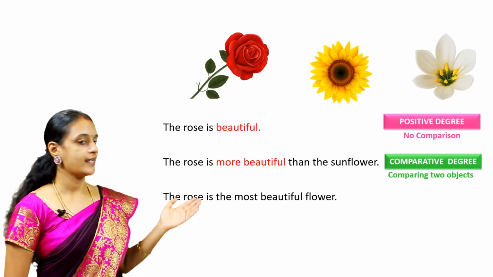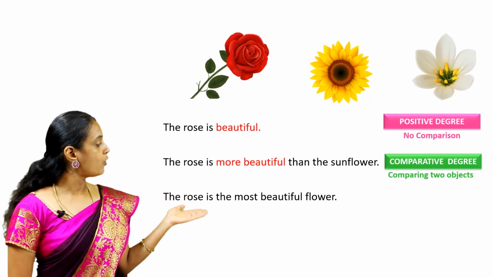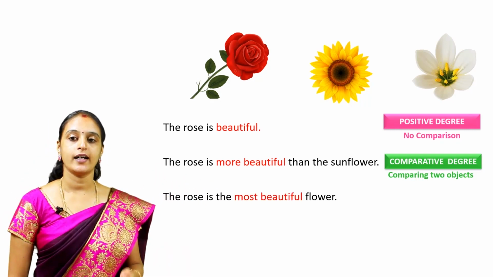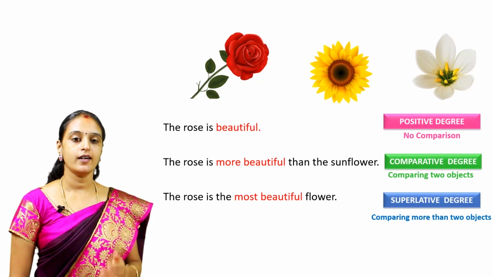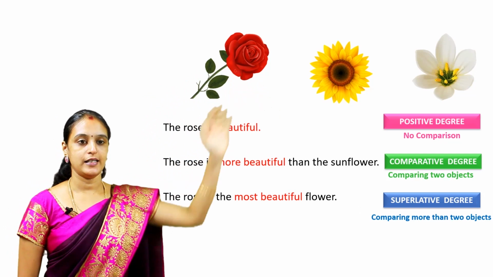Let's move on to the third sentence. The rose is the most beautiful flower. Here, most beautiful is the adjective that denotes a superlative degree. Here, three things are compared, rose, sunflower and lily. So students, you can now identify the positive, comparative and superlative degrees, isn't it?